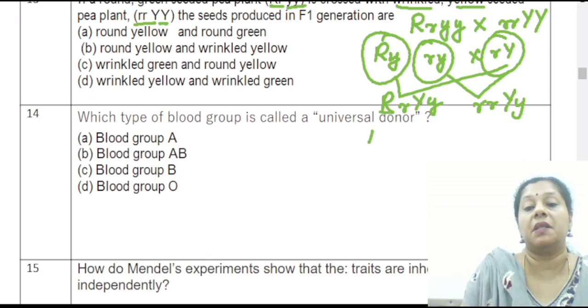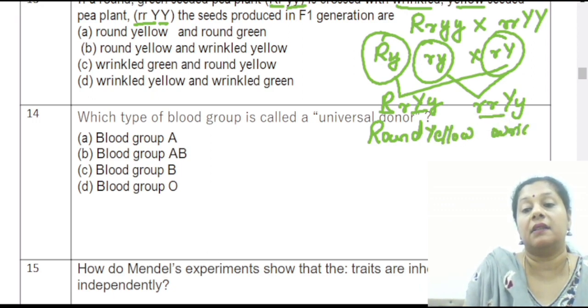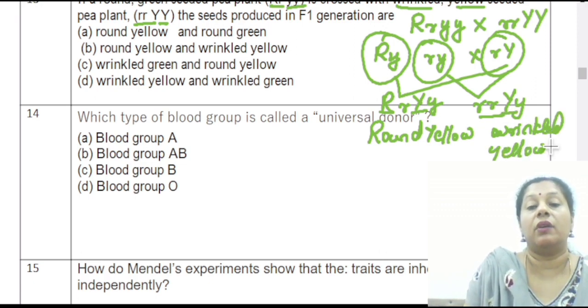Here at least one capital is there, means it is round. This will make it dominant yellow, round yellow. This is wrinkled, but capital Y is making it yellow. So round yellow and wrinkled yellow, this will be the answer.